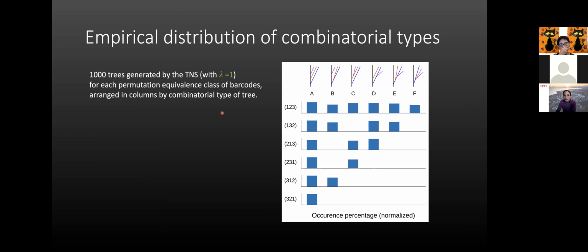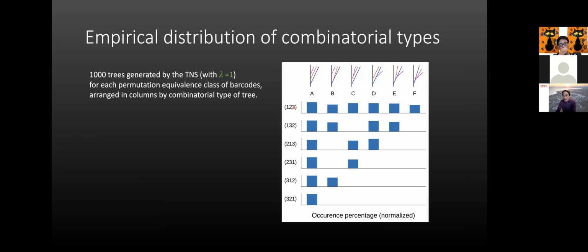And then you could say, well, okay, let's go back to thinking about the topological neuron synthesis for lambda equals 1, which is our biological value for this parameter lambda. And so we generated 1,000 trees with the topological neuron synthesis for each of the permutation equivalent classes of barcodes. So these are the permutation classes of the barcodes. These are the possible combinatorial types of trees.